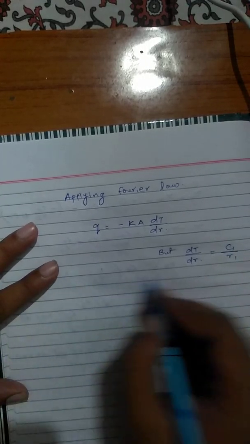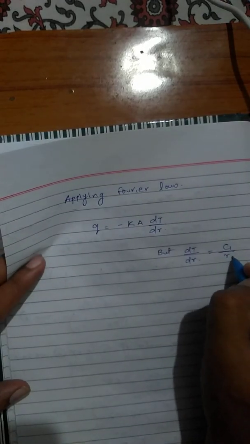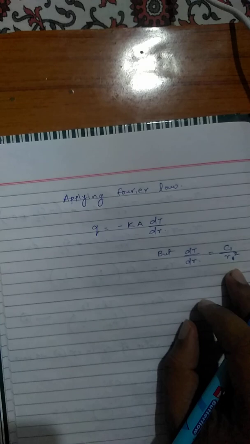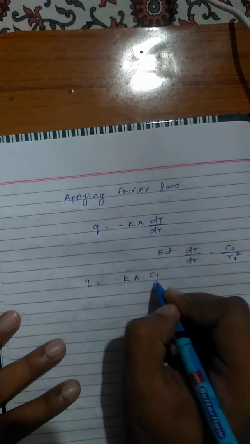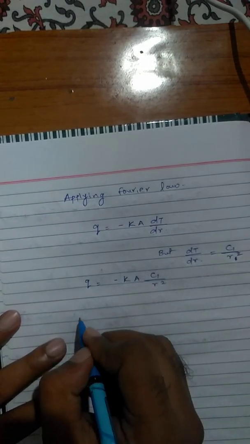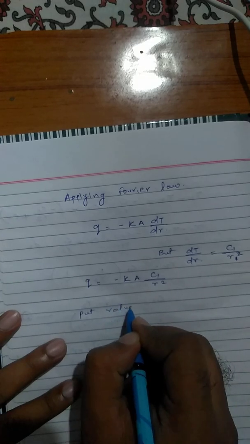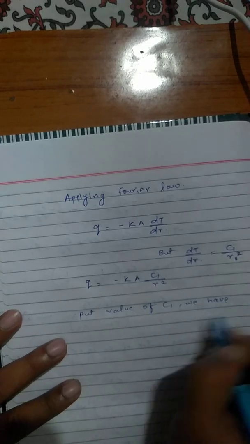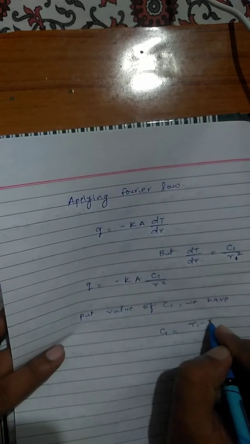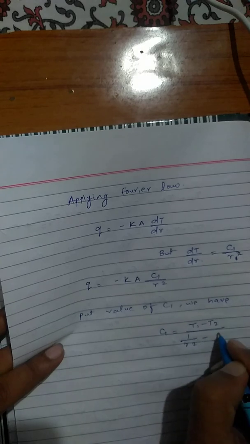Okay, not C1 by R, it will become C1 by R square. Sorry, dT by dr is C1 by R square. So it is C1 by R square. Okay, so Q will be equal to KA C1 by R square. Now put the value of C1. What is the value of C1? Let us check. C1 equal to T1 minus T2 divided by 1 by R2 minus 1 by R1. Yes.